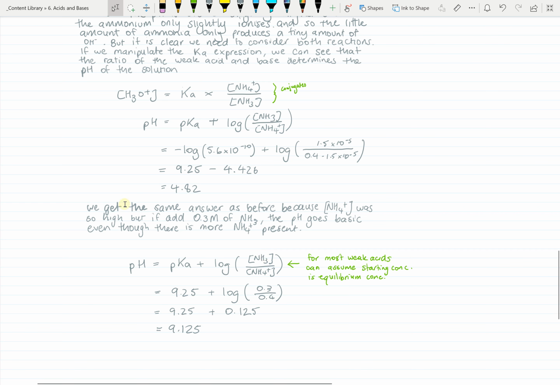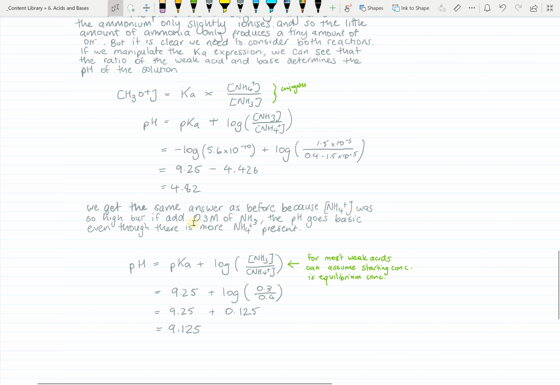So I set up this scenario. I said, what if we added into the same solution we had, at 0.4 moles per liter, 0.3 moles per liter of ammonia. Now, I haven't done anything about the volume. You would need to technically worry about the volume.